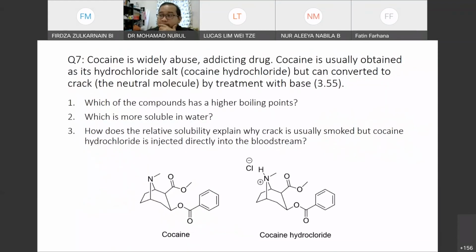Okay. Last question, I guess. Why cocaine? Anybody who has taken this drug? Cocaine is widely abused, and in Amsterdam they have a lot of cocaine. It's free. It's an addictive drug. Cocaine is usually obtained as its hydrochloride salt, cocaine hydrochloride, but it can be converted into crack by treatment with base. Question number 1: which of the compounds has the higher melting point?